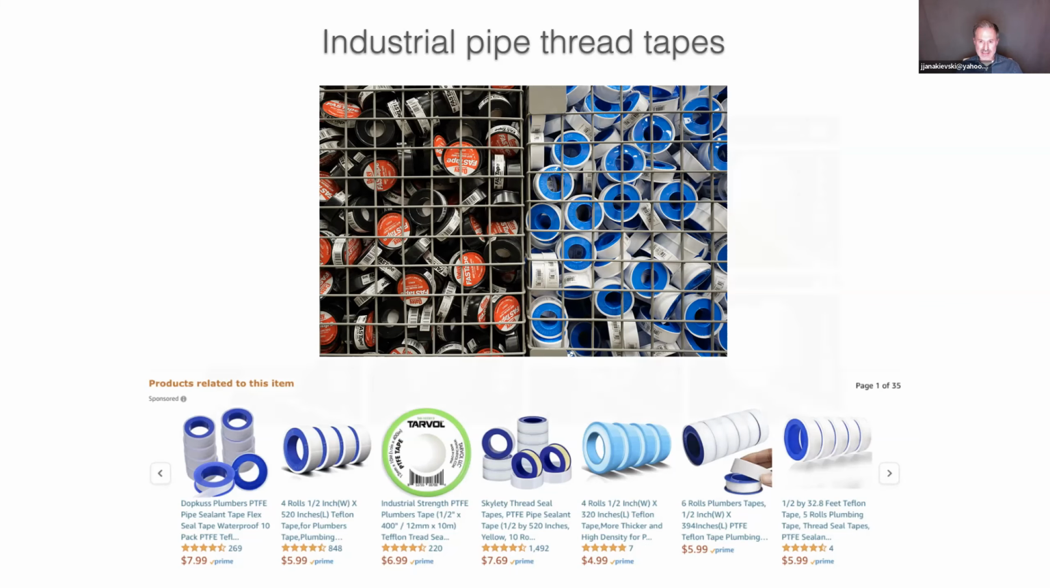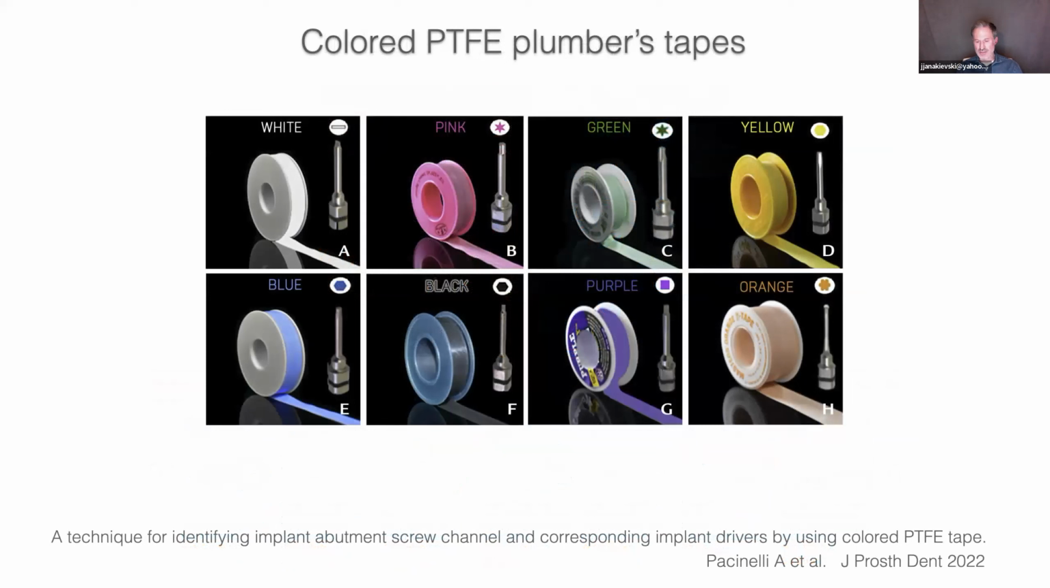So Alex and I delved a little bit deeper into this. When we started looking at the literature, we started looking at publications. We even saw publications like this, which proposed using different colored plumber's tapes to create a system to identify the screw channel. So you pop into the screw access channel and you see it's a yellow plumber's tape, and that should indicate to you that it's an 048 hex.